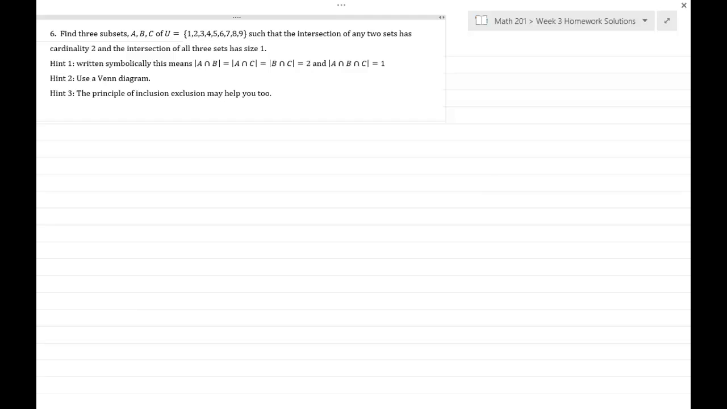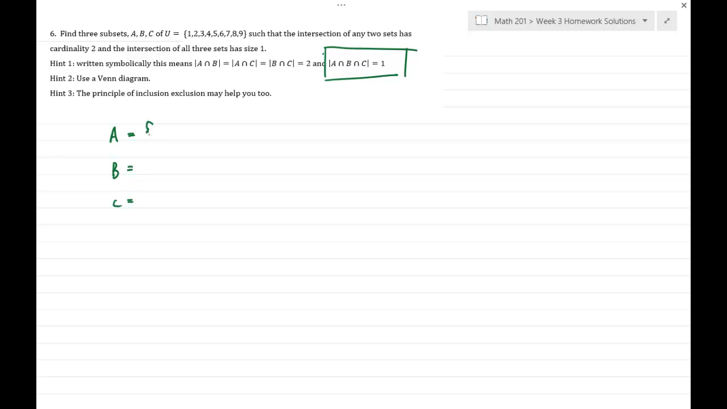Starting here, the intersection of all three sets has to be just one element. So let's say A, B, and C all have the element 1. Now, we can't have any other element that occurs in all three sets, otherwise it'll mess up the cardinality of the intersection. So I can't put 2 in all of them; I have just the one element. And so that it's not confusing with the 1 and 1, let's just say it's 2. 2 is the element that they all have.